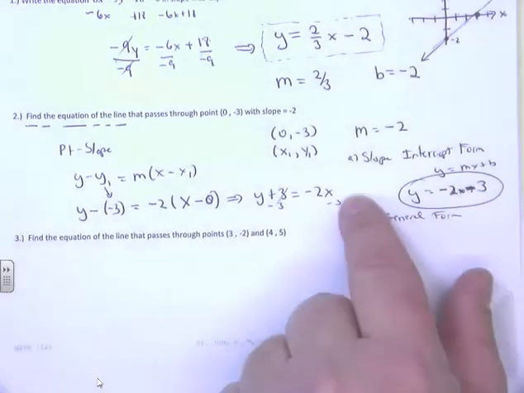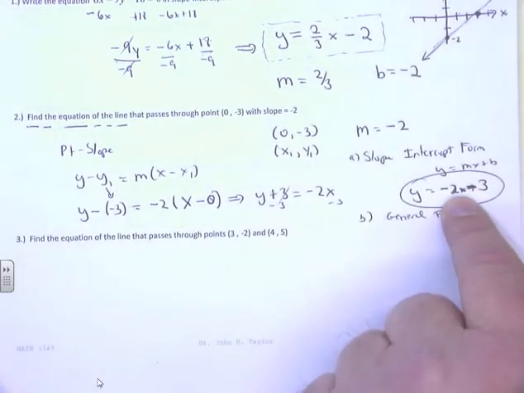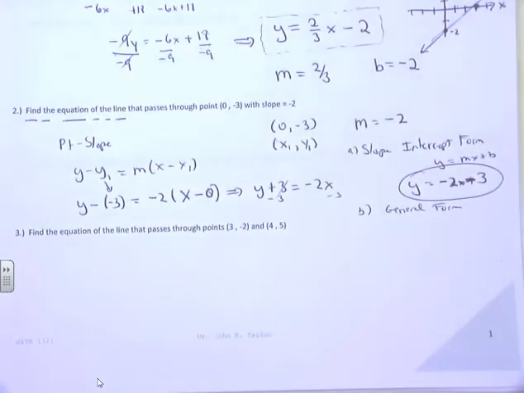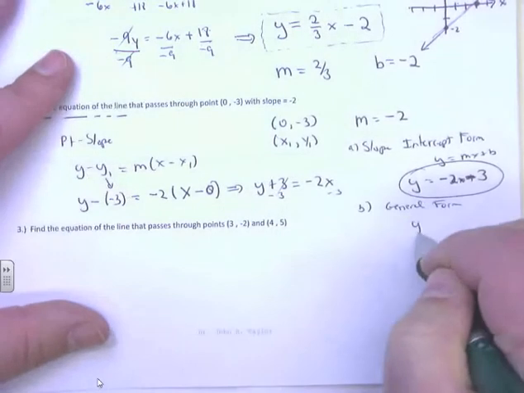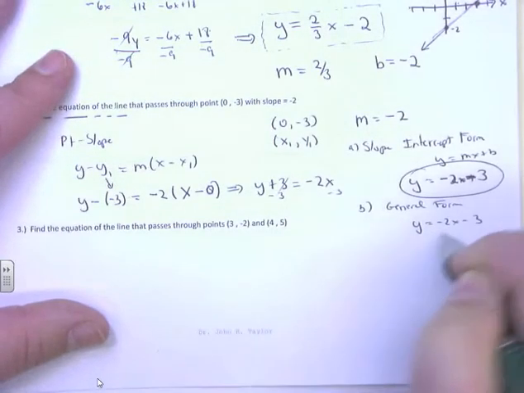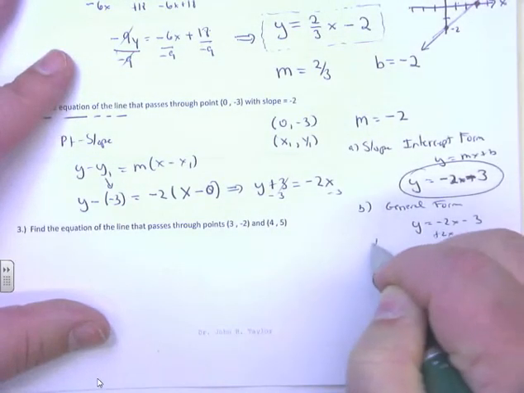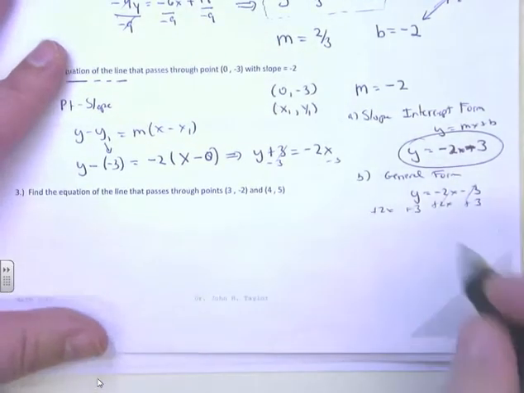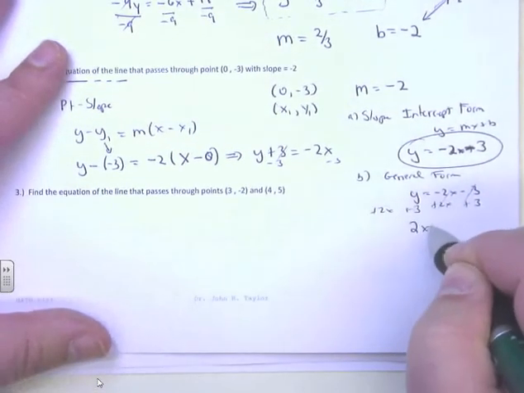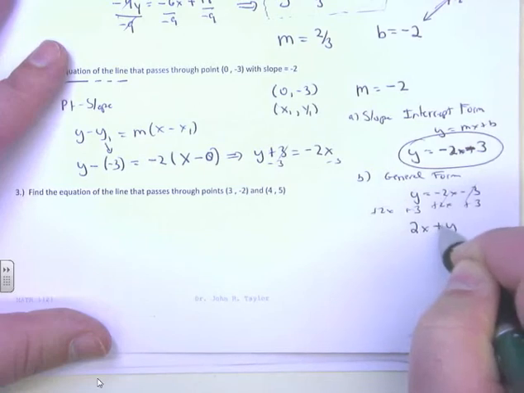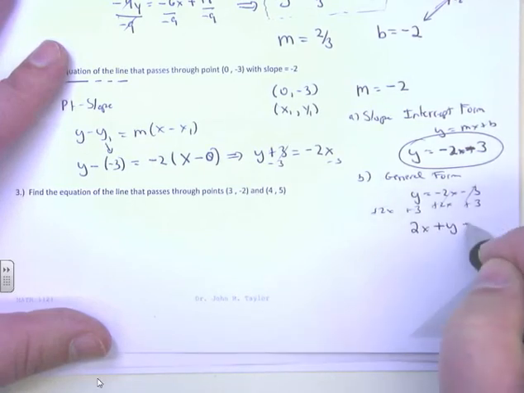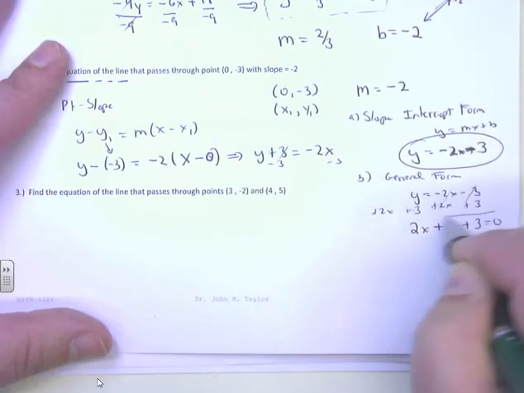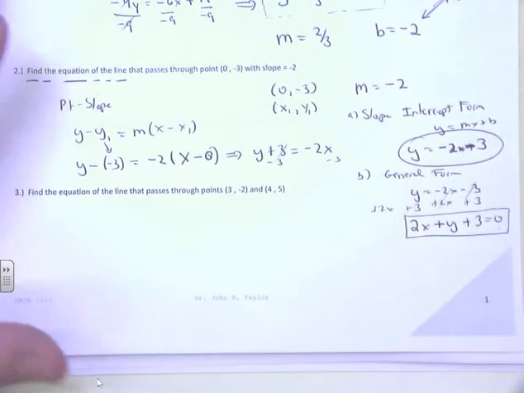I'm going to pull it to the left side so I can make the -2x positive. So as y equals -2x minus 3, I would add 2x to both sides, and I would add 3 to both sides. And that kills off everything there. So the answer in general form would have been 2x plus y, because that's just one y, plus 3 equals 0. This would have been the appropriate answer in general form.